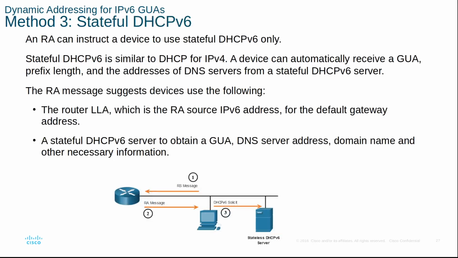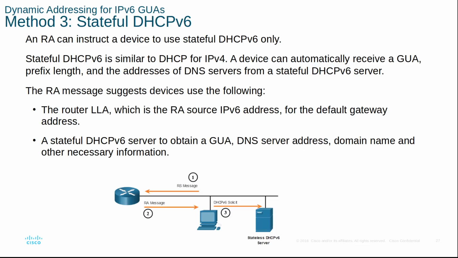Or it could use a stateful DHCPv6 server, right? So the router advertisement tells the device to use a stateful DHCPv6 server only. It works kind of like DHCP for IPv4. A device can automatically receive the global unicast address and its length, and the addresses for DNS servers, that all comes from the DHCP server.